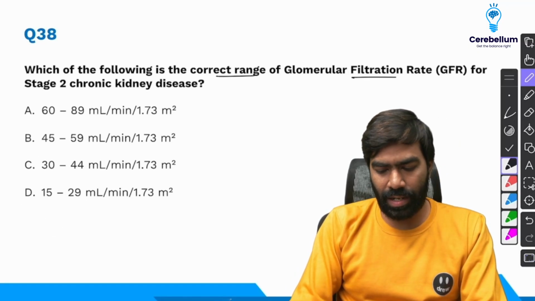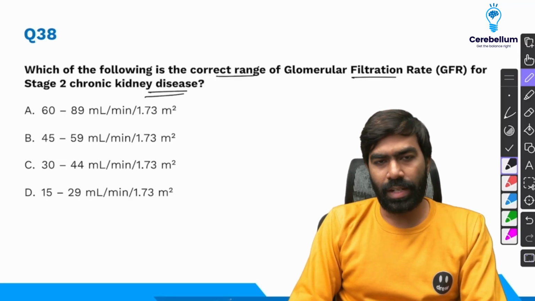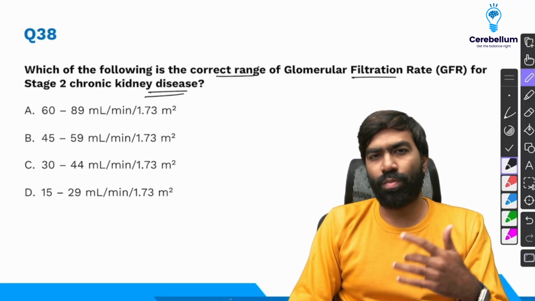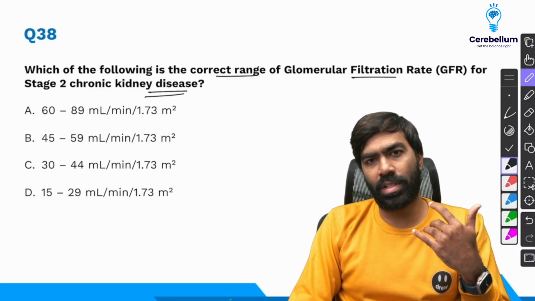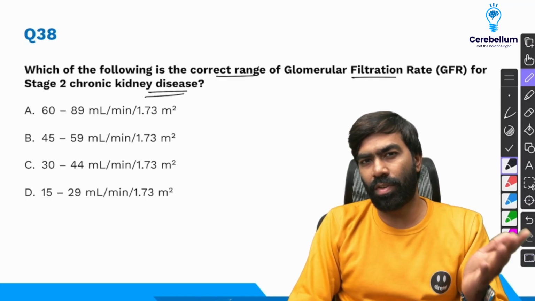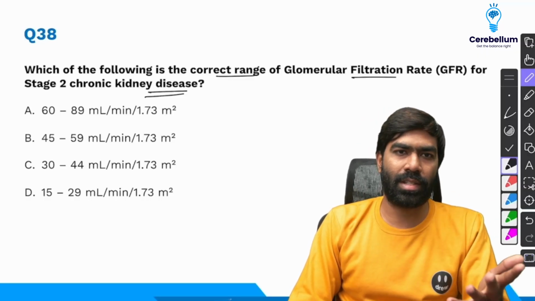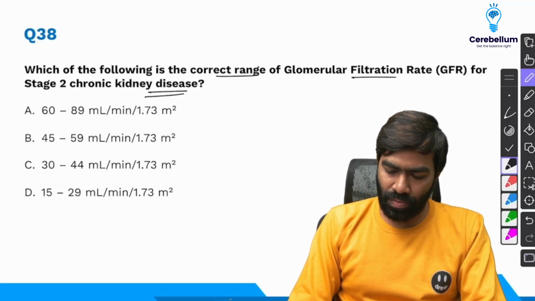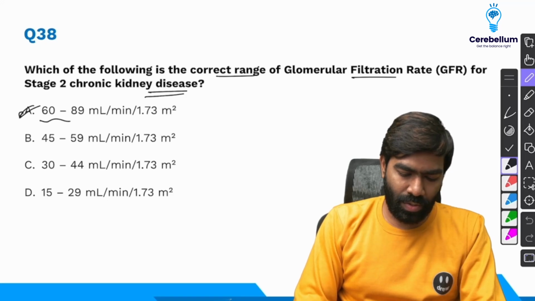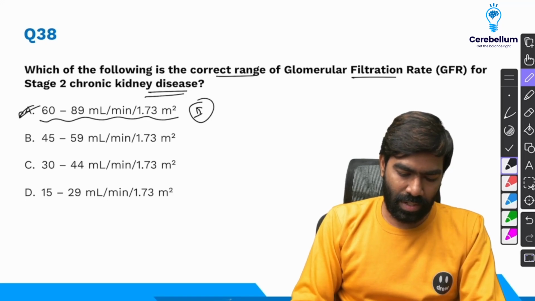Which of the following is the correct range of GFR for stage 2 CKD? Stage 1 CKD means GFR of more than 90. Stage 2 CKD means GFR of 60 to 89. Stage 3 CKD means GFR of 30 to 59. Stage 4 means 15 to 29. Stage 5 means less than 15. So the right answer for this question is going to be option A, 60 to 89. That indicates a stage 2 CKD.